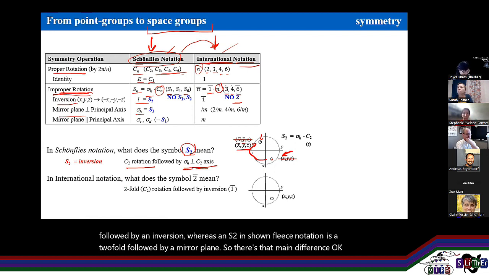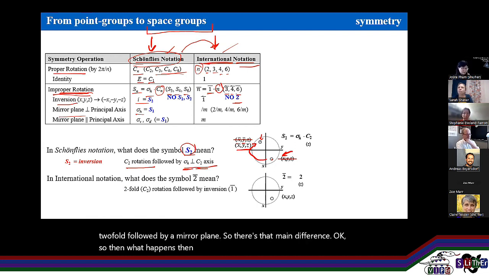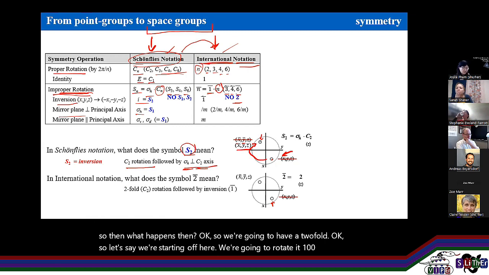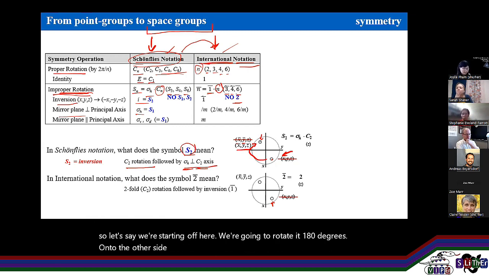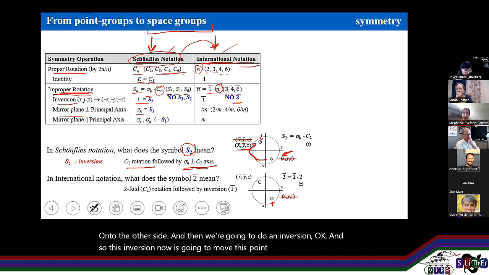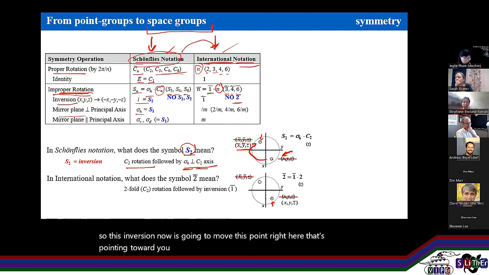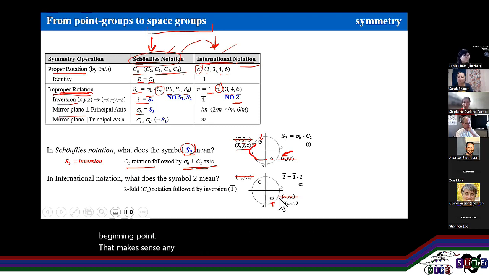So then what happens? We're going to have a twofold. Let's say we're starting off here. We're going to rotate it 180 degrees onto the other side. And then we're going to do an inversion. This inversion is going to move this point right here that's pointing toward you away from you, onto the beginning point. That makes sense? Any questions there?